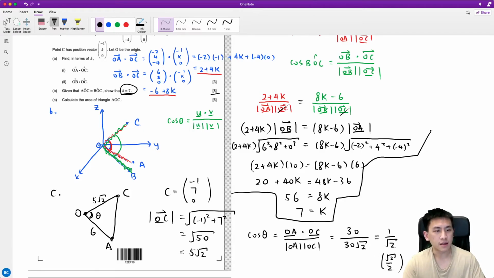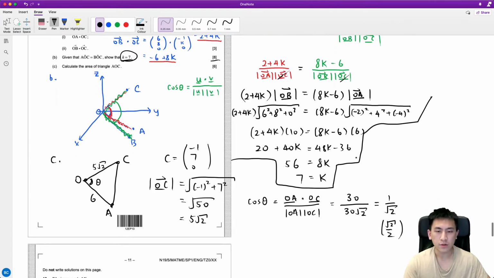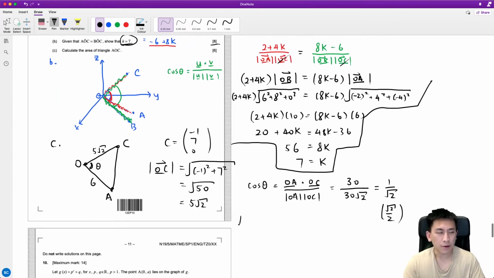That means, do I have enough space? Yes, I do. So that means the area, okay, by now you have to know that, half AB sine theta. You have 6, 5 root 2 sine of 45 degree, which is also root 2 over 2. And then therefore, do a little bit of math that would give you a nice 15, right? And then since they didn't give you cm, so just unit squared.